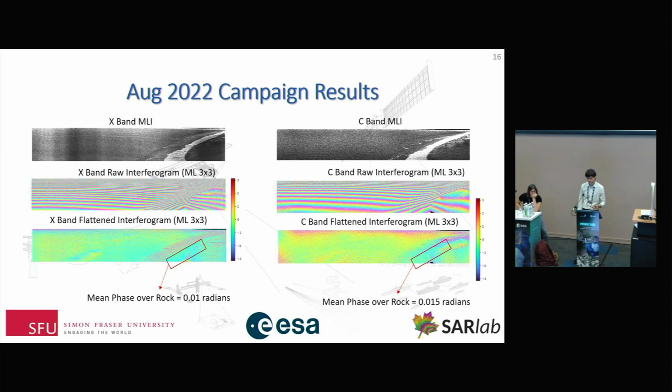This is the interferometric processing, so you can see the MLI at the top again, the raw interferogram, and then the interferogram flattened using the FODAR DEM. The purpose of this slide is basically to show that our rock referencing method is working. So we're basically able to get very close to zero phase over the rock when flattened with the FODAR DEM. So that tells us that the rock and the FODAR DEM are very close to each other at both wavelengths. So we are getting surface scatter there.